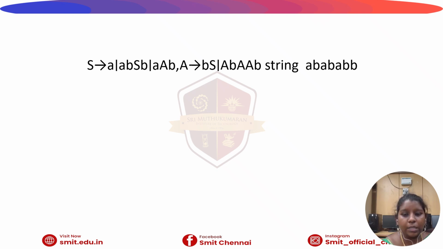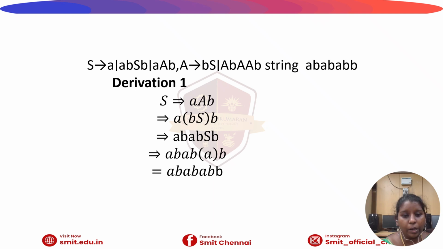The string given is ABABABB. So as I said earlier, we are going to start with the start symbol S. Here I am going to take S equal to AAB. For A, I am going to replace with BS, and for S, I am going to replace with ABSB, and for S, I am going to replace with A. Here we got the string ABABABB.